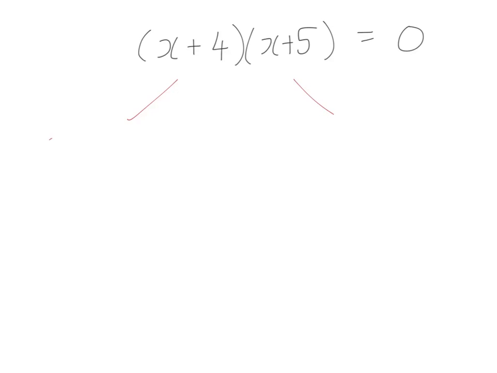So either x plus 4 is equal to 0 or x plus 5 is equal to 0. And then from here we would just go through a regular process of solving an equation. We would subtract 4 from both sides, so x would equal negative 4. And at this side we would subtract 5 from both sides, and x would equal negative 5.